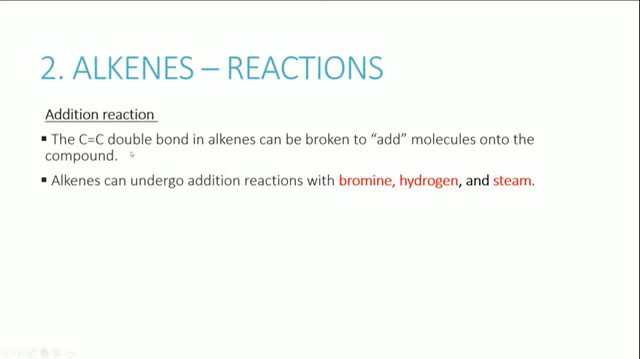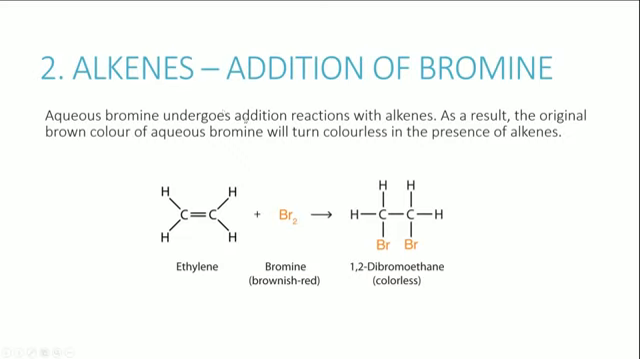So again, when we look at the reactions of alkenes, most of them will be addition reactions, and there are 3 main molecules that can add onto alkenes. It will be bromine, hydrogen, and steam, which will be the ones that we'll be looking at. So the first one would be bromine, and aqueous bromine basically has a brownish orange color. And so what happens is, if you have some sort of alkene which has the double bond, and this is ethene or ethylene, which is just another word for ethene, a bromine molecule will come along and actually break apart the double bond of carbon and add onto it.